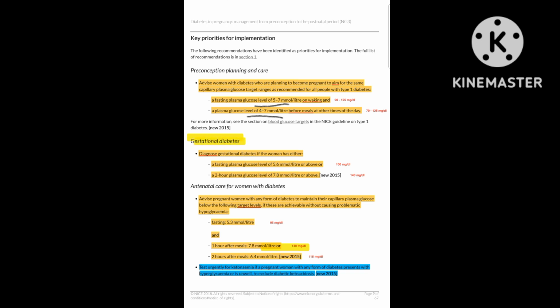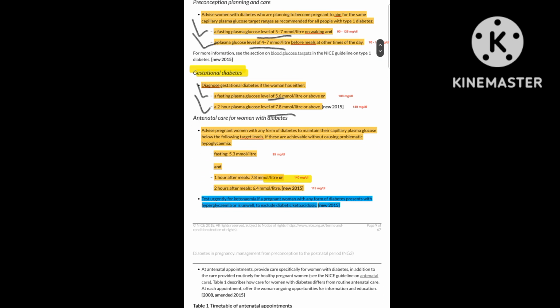Gestational diabetes is diagnosed if the woman has either a fasting plasma glucose level of 5.6 millimole per liter or above, or a 2-hour plasma glucose level of 7.8 millimole per liter or above. So it's fasting 5.6, and the 2-hour plasma glucose 7.8 millimole per liter. While for preconception planning, fasting plasma glucose should be 5 to 7 millimole per liter on waking, and a plasma glucose level of 4 to 7 millimole per liter before meals at other times of the day.